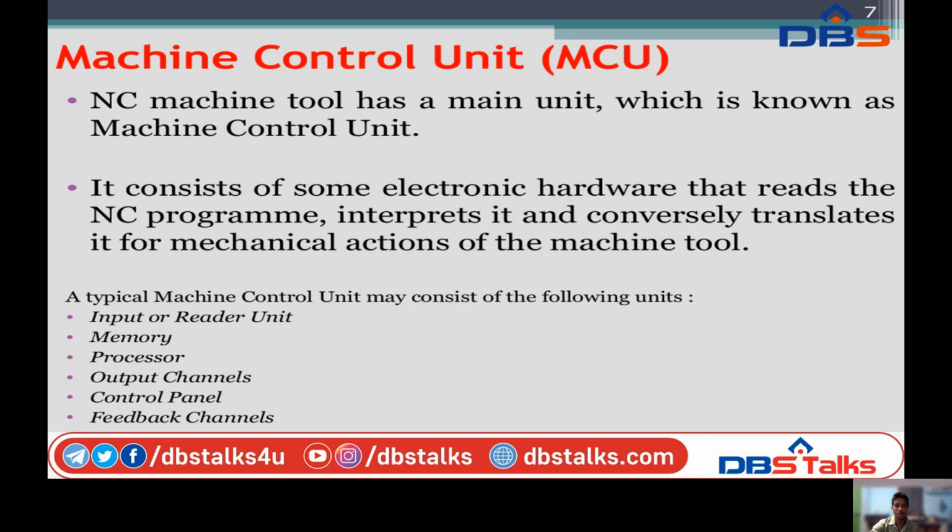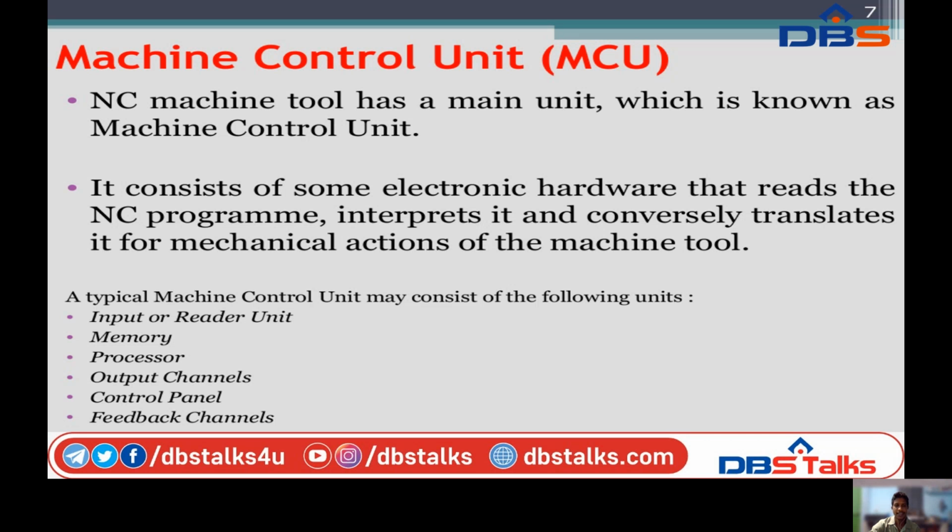Memory. The second one is memory. Memory is nothing but storage. We are giving NC commands, and those commands will be stored in the memory part. After that, the processing section. The processor is nothing but the processing section. Then output channels, control panel, and feedback channels.